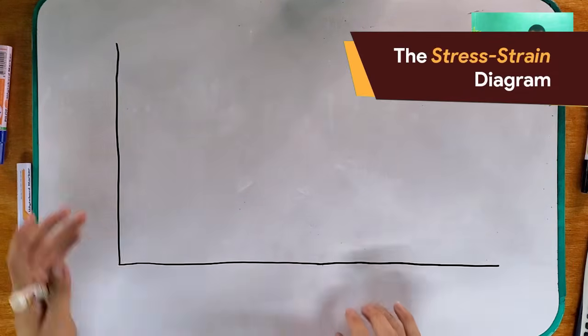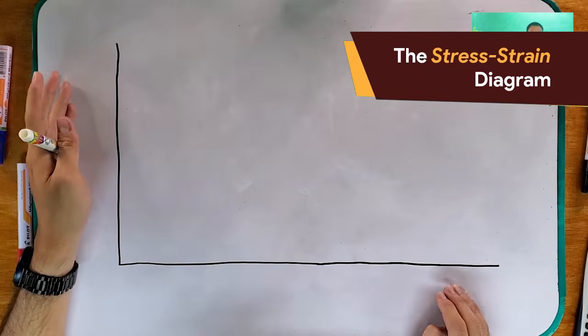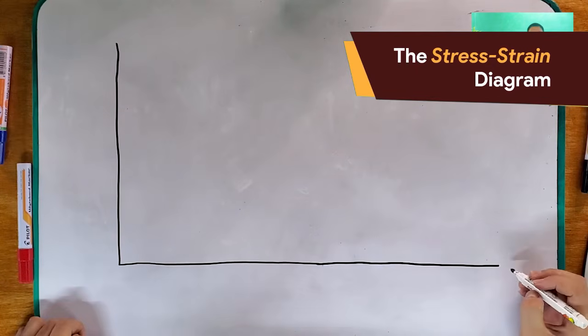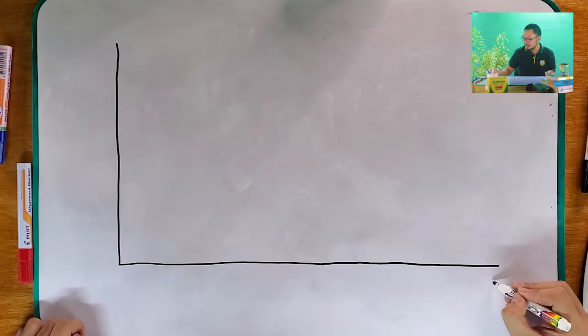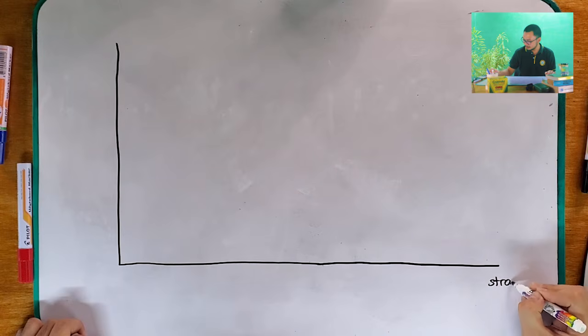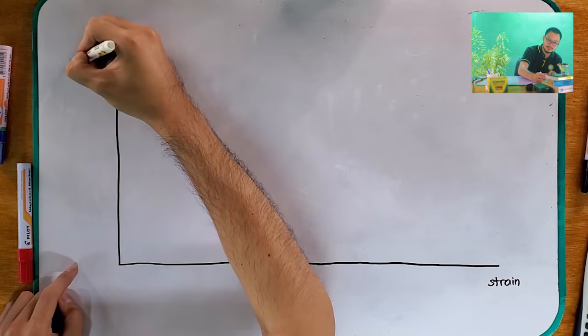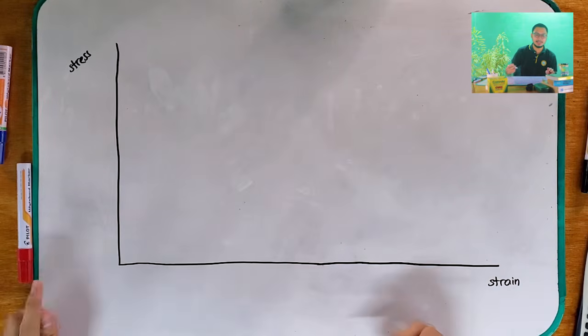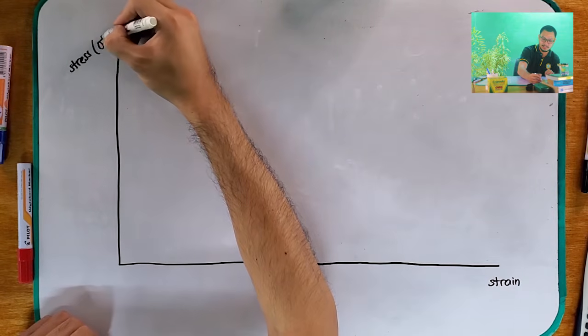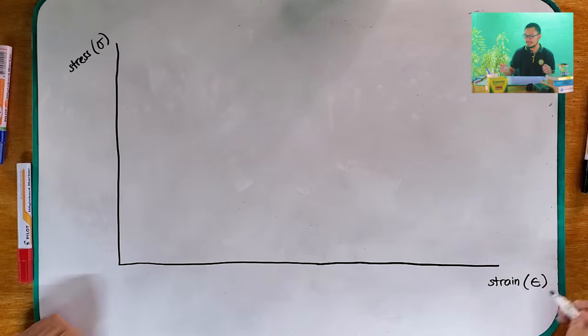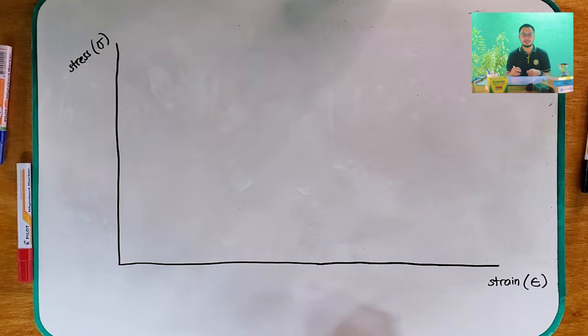And this one, mao ning behavior sa atong specimen when subjected to tension. So nagbuhat og tensile test aning atong object, aning atong specimen in this case. We have this graph, and your x-axis is actually your strain, and your y-axis is your stress. So ato lang ni sulti nga normal stress ni siya kay normal stress man jud ni normal strain.